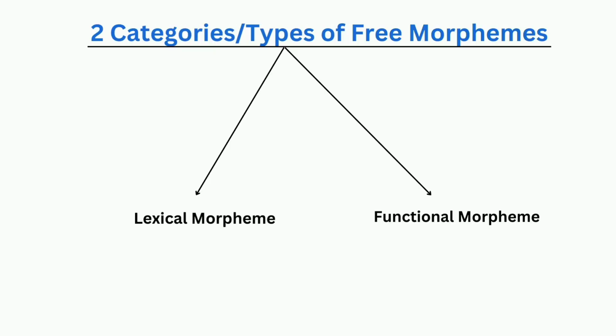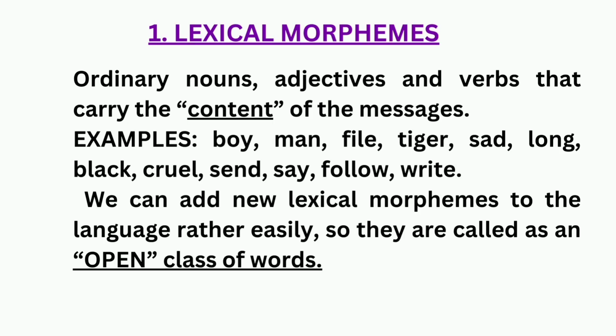Free morphemes have two categories or types: lexical morphemes and functional morphemes. Number one is lexical morpheme, taken from the word lexeme. They are ordinary nouns, adjectives, and verbs that carry the content of the message: boy, man, file, tiger, sad. We can add new lexical morphemes to the language rather easily, so they are called an open class of words.